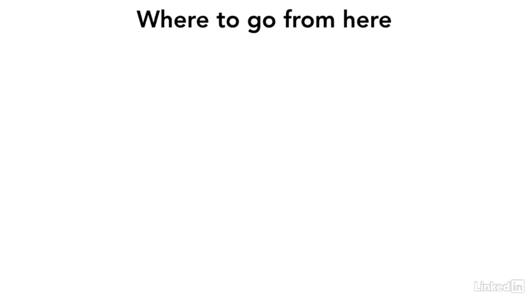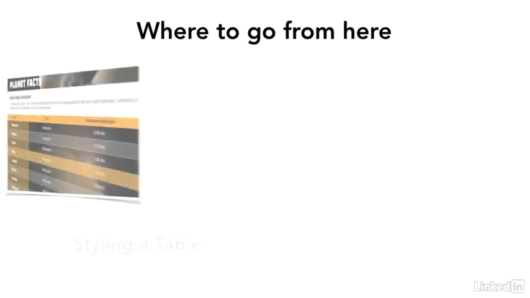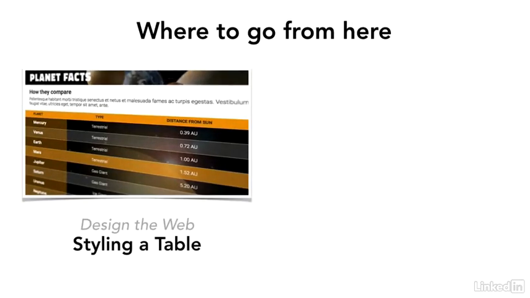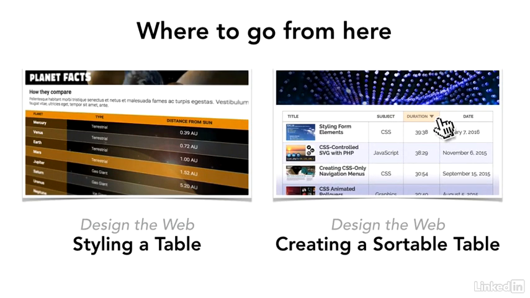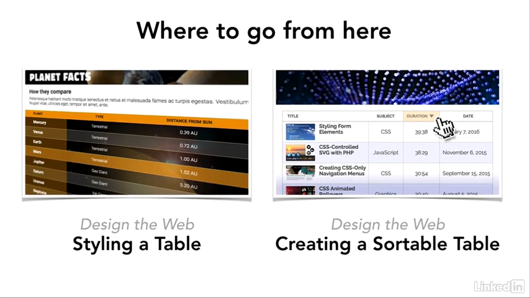Now if you'd like to explore more style options for a table, we have another course here entitled Styling a Table. And if you'd like to make your table sortable using just a little bit of jQuery and CSS, check out Creating a Sortable Table. And both courses are available here in the library.